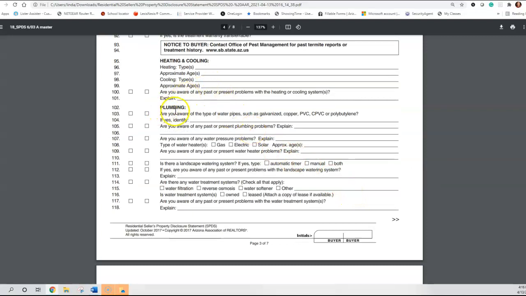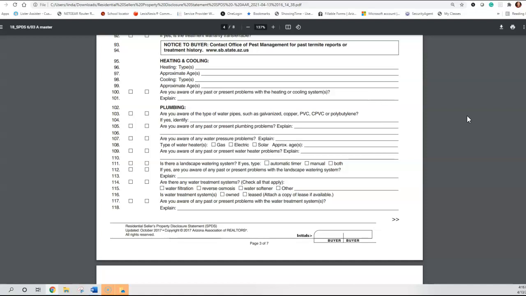And then again, present or past problems with plumbing. Are you aware of any galvanized, copper, PVC, CPVC, or polybutylene piping? If you have any past or present problems with your plumbing, are you aware of any water pressure problems? Some people have water pressure correctors in the water plumbing that goes into the house, just because sometimes it's so high it blows everything out. But usually it's about 75 or 80 pounds per whatever that is.